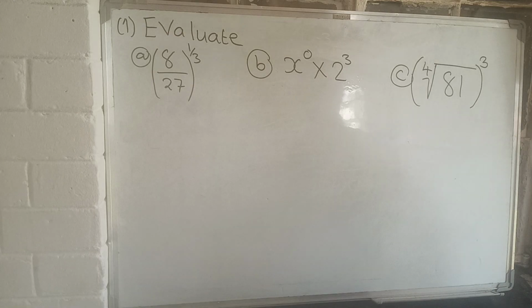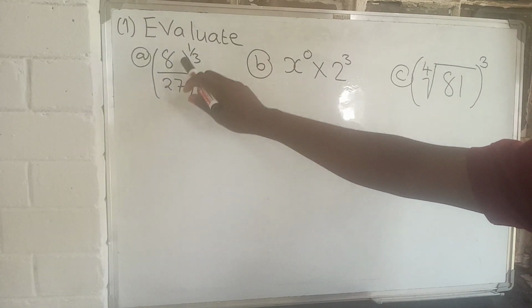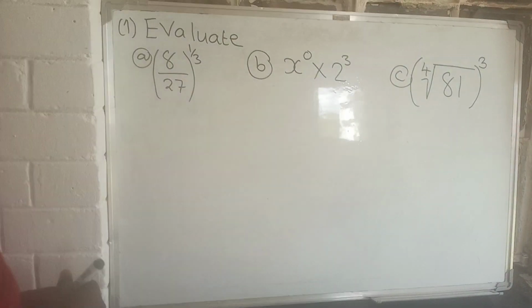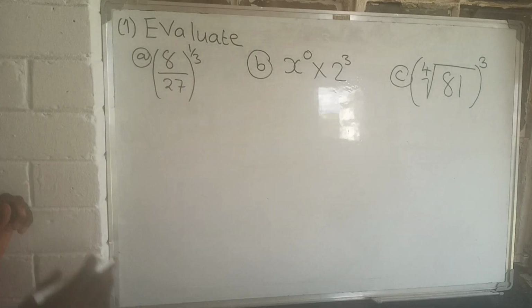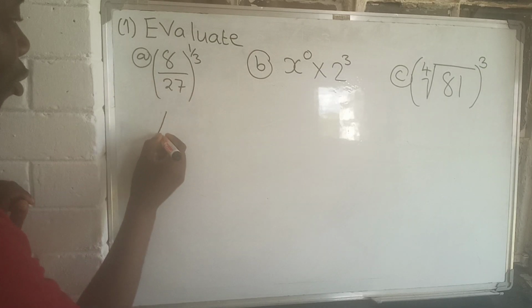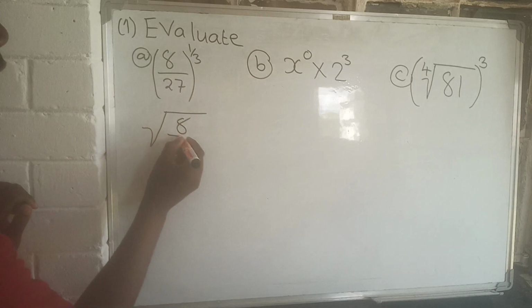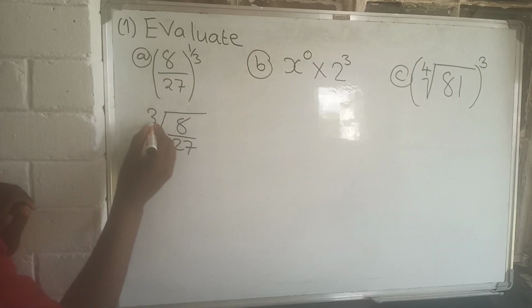Once you see the question which says evaluate, as you can see here on the board, it says open brackets 8 over 27 close, to the power 1 over 3. So how do you solve this question? You introduce the root like this. You put 8 over 27 inside like that. This 3, you put it outside.